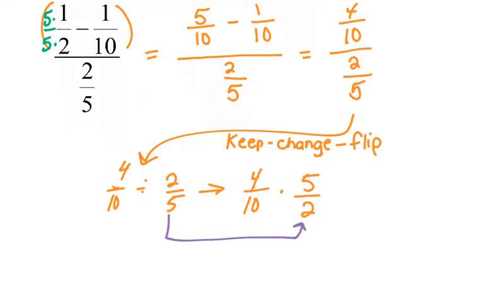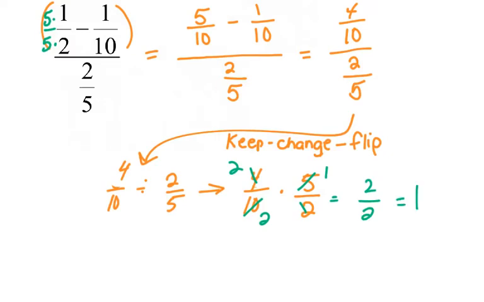4 and 2 reduce, and the 5 and the 10 reduce. We'll go ahead and reduce, and we'll be left with 2 over 2, which is simply 1. All right, so there you have it. Again, these are just some simple problems to get you started before you work with your algebraic problems. Good luck.